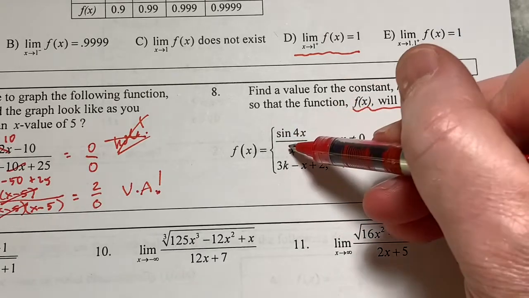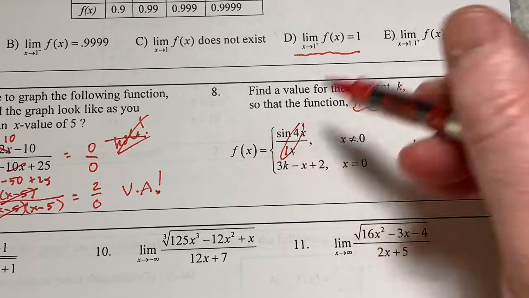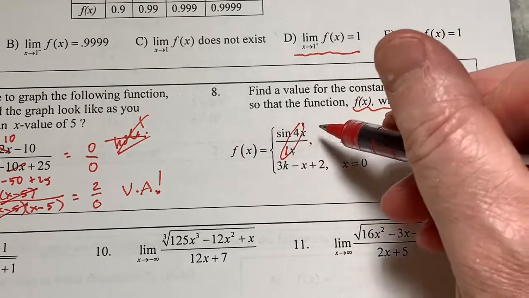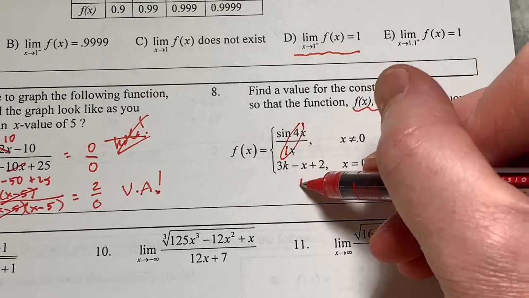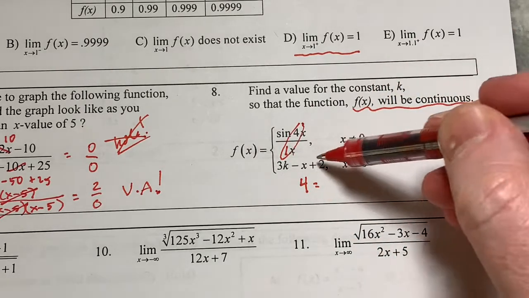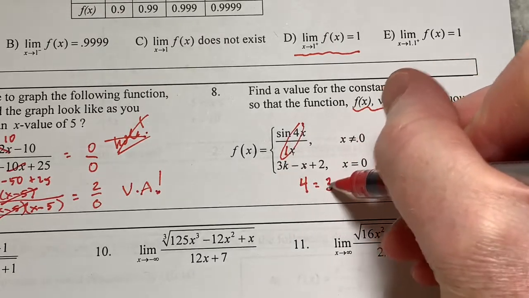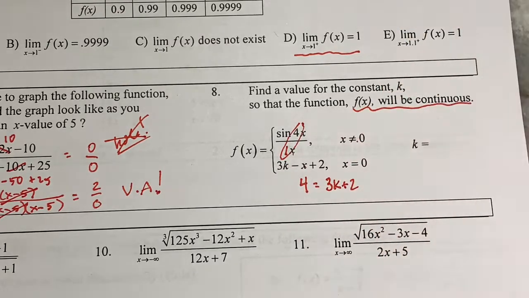But wait, I've got a trig rule. Any trig of something x over something x is 4. So the limit from the left and the right side is 4. So that's the limit. Now the value is what happens at 0. If I plug a 0 in there, I get 3k plus 2. Well, these have to be equal in order for it to be continuous.